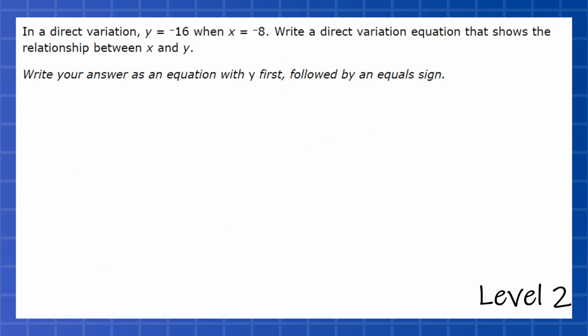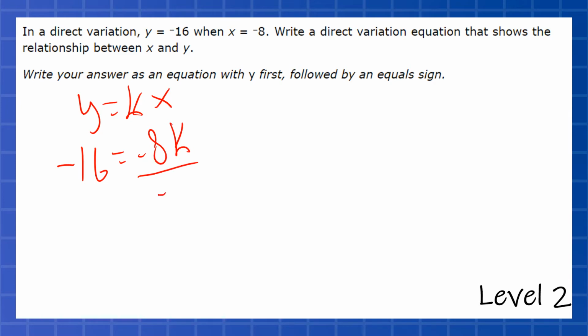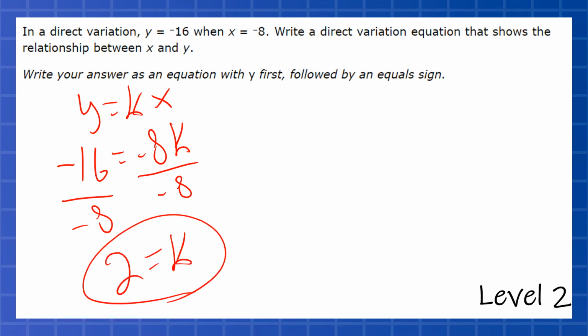So these follow a very simple pattern. We're going to do the same thing. I'm going to plug in the y and the x. Remember that we have y equals kx is my standard form. And I'm going to put negative 16 equals negative 8 times k. And I'm going to divide both sides by negative 8. And I get k equals positive 2, but that's not my answer. My answer has to be y equals 2x, just like that.